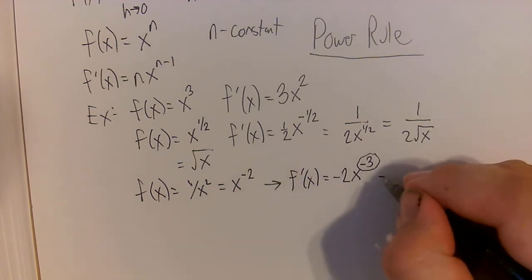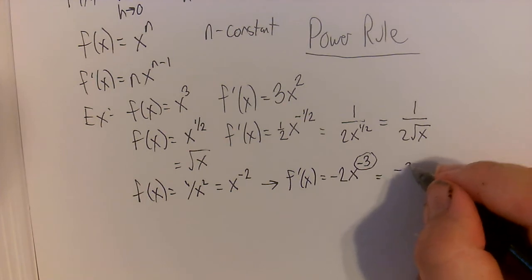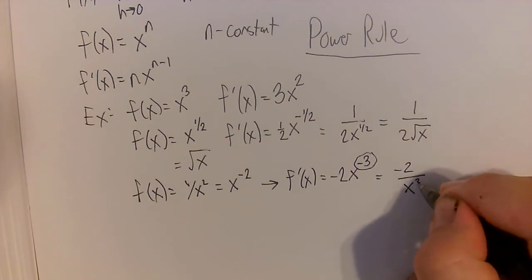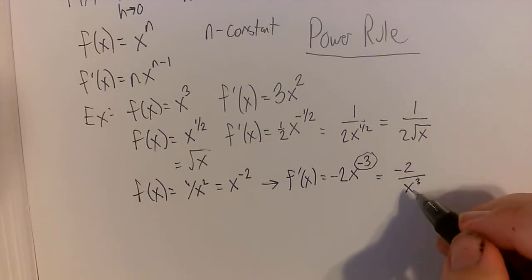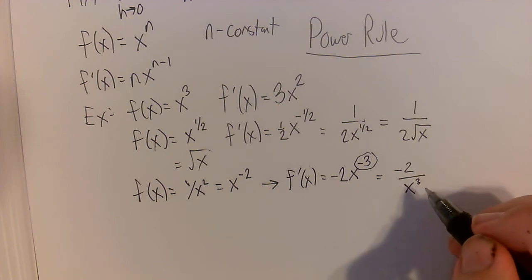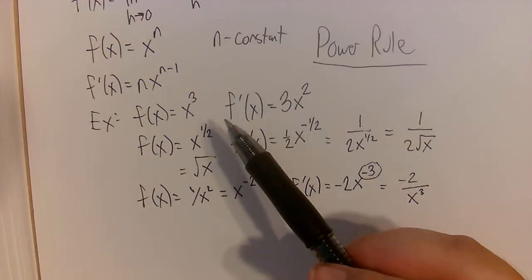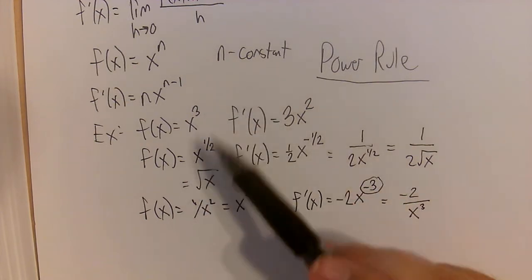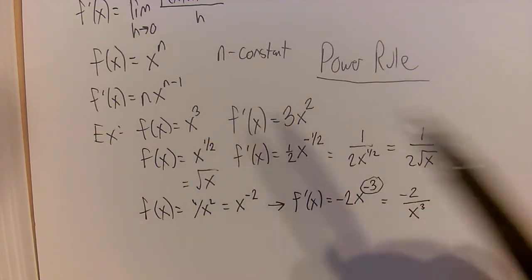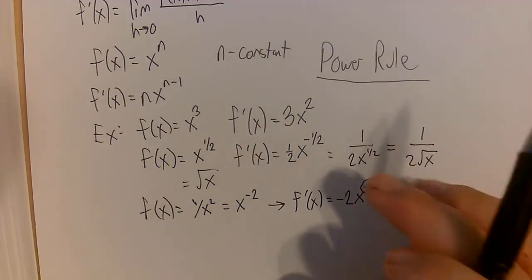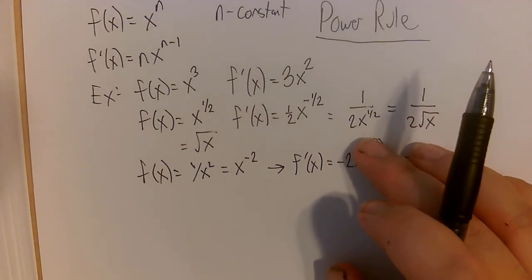And then if you'd like, we could get rid of the negative exponent and write this in the denominator here. So it's negative 2 over x cubed. So in a nutshell, doing the derivative of x to a power is really easy. We just bring the old power to the front and then lower the power by 1. That's literally it. That's all we have to do here.